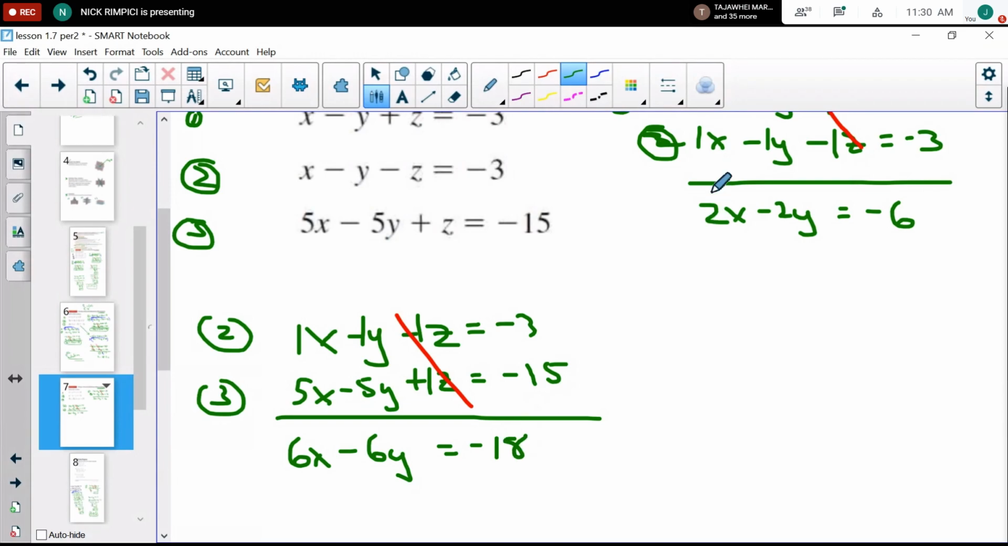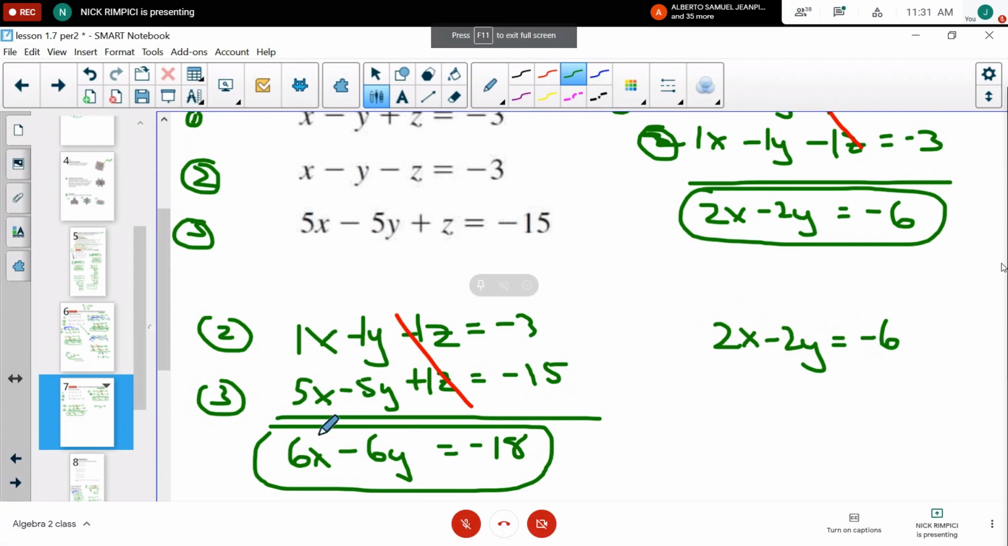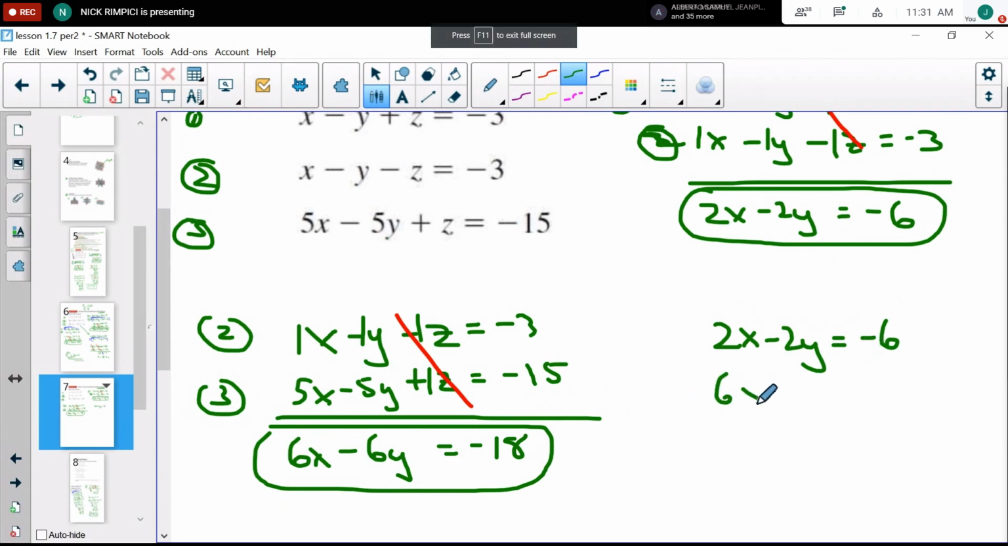The first equation has x and y, and this equation now only has x and y. So I'm not going to finish this. I'm just going to write them down. 2x minus 2y equals -6. That's one equation. And the other one is 6x minus 6y equals -18. All right, I'm going to stop here.